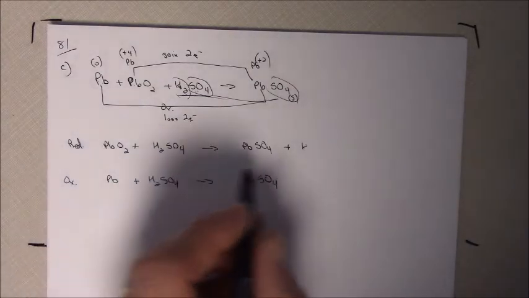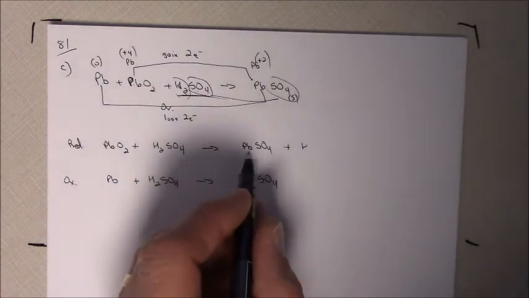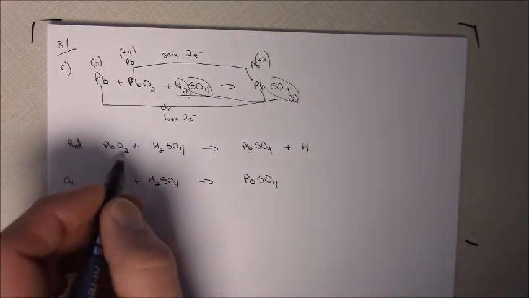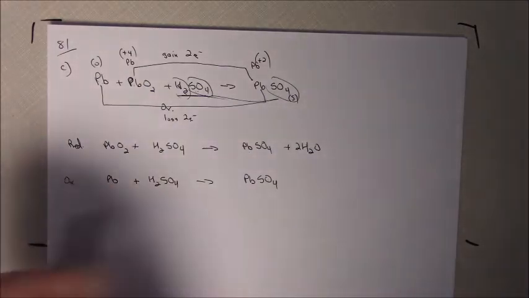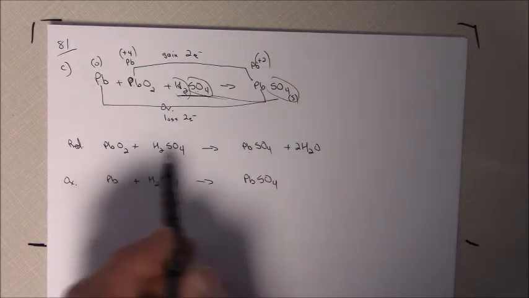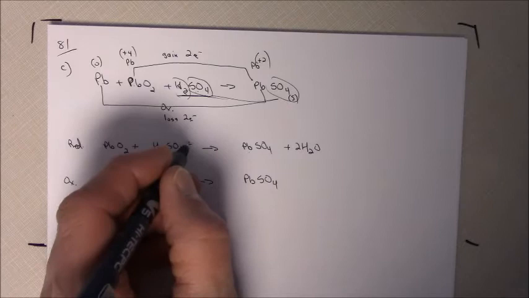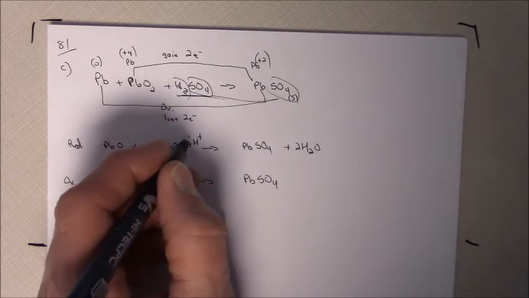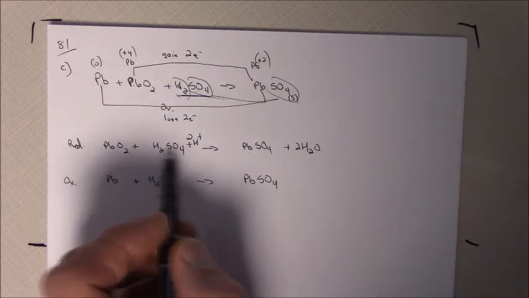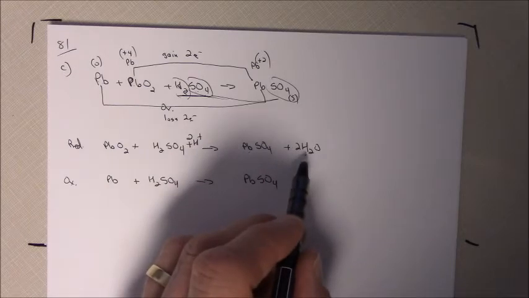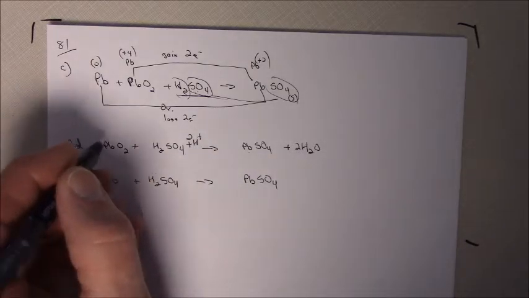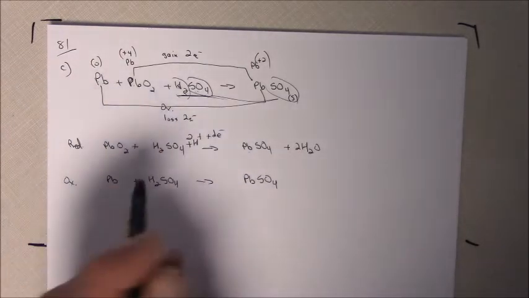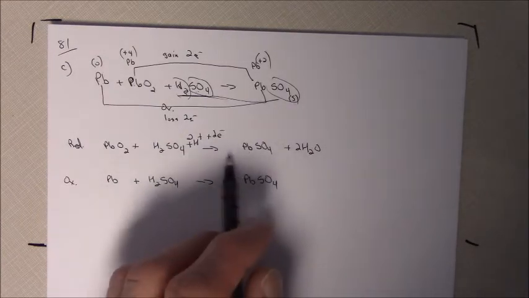Did I balance everything but O's and H's? Lead was, so that's good. So we got to get 2 extra oxygens. So I got to add 2 waters. This side has 2 H's. This has 4. So we're missing H's. We need 2 more H's over here to get 4 to balance that. And once we've balanced that, we have to look at the charge. This is a +2. So we're going to have to add 2 electrons to this side to balance the charge.